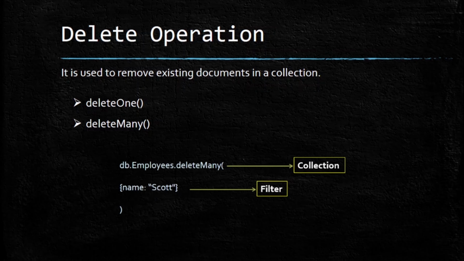single time. So let's understand the syntax of how we can use these methods in MongoDB. First db, then our collection name, then we use the method name deleteOne or deleteMany. After that we use the filter for which data we want to delete from the collection.